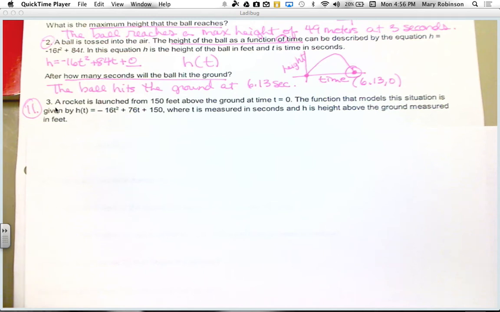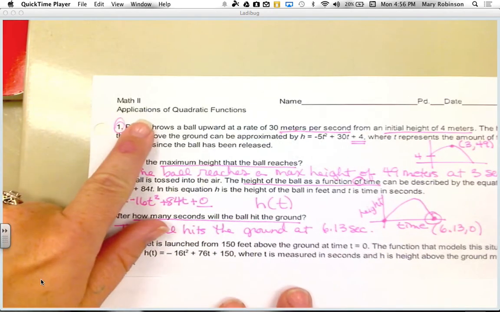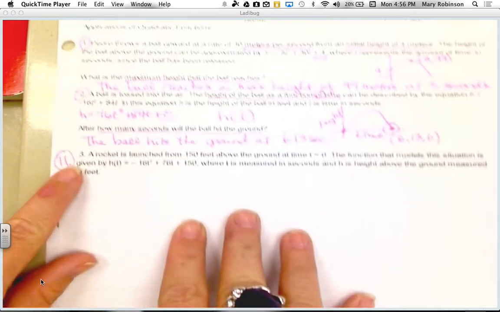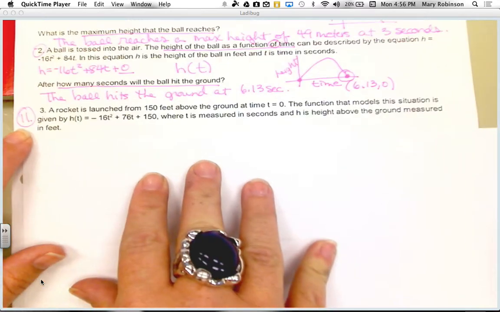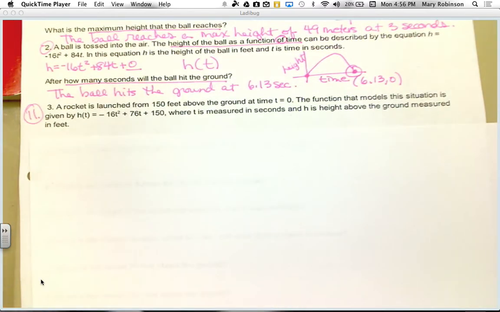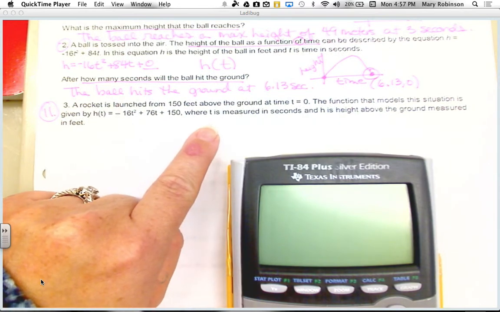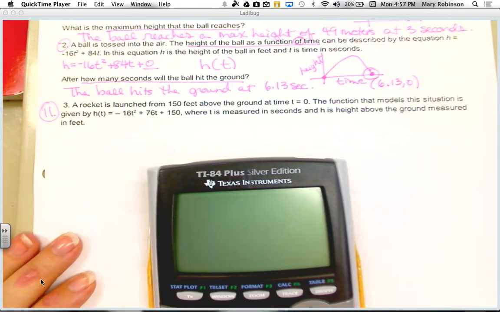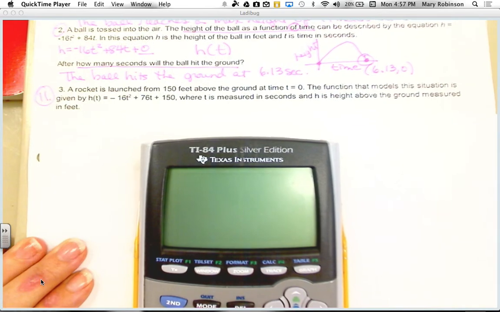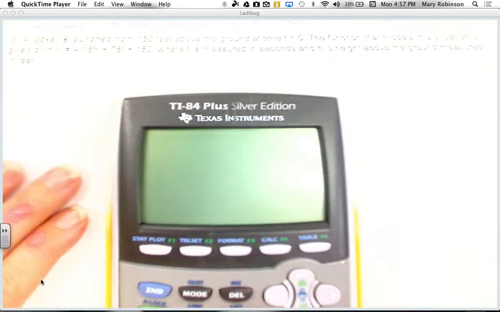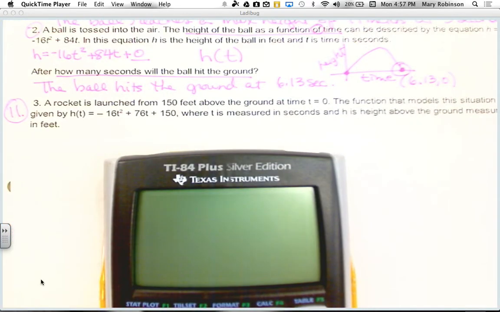Alright, so this video is to record problem number 3 from the Flex Activity Applications of Quadratic Functions, which resembles number 11 on the test review. So it says a rocket is launched from 150 feet above the ground at time 0. The function that models this situation is given. So that means we should first, of course, type it in our calculator.